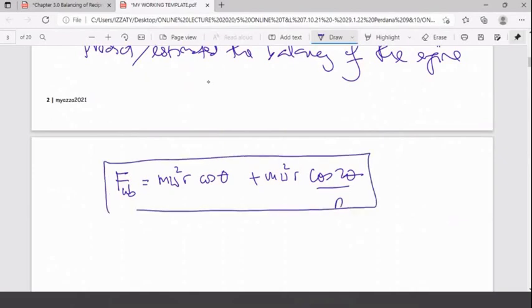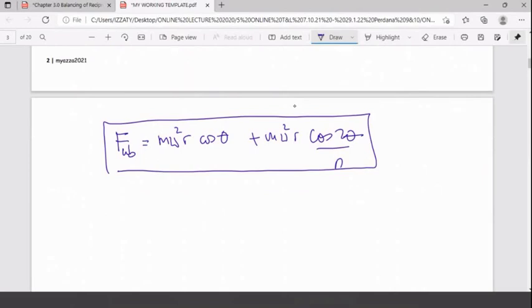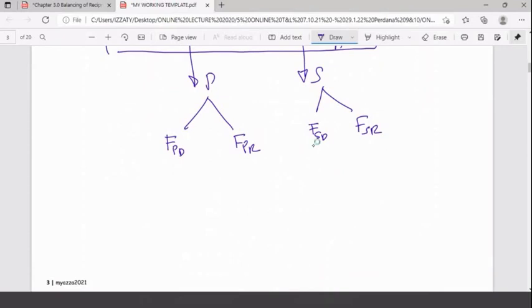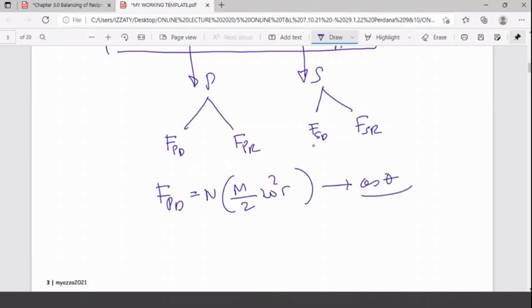Only when you pick a specific parameter, for example, because this one is the primary and this one is the secondary. You know that for the primary you have two, remember? We have F primary direct and F primary reverse. Same thing here: F secondary direct and F secondary reverse. Then you have the equation such that F primary direct is equal to M divided by 2, omega square R, then cos theta. This theta is the position of the crank itself.